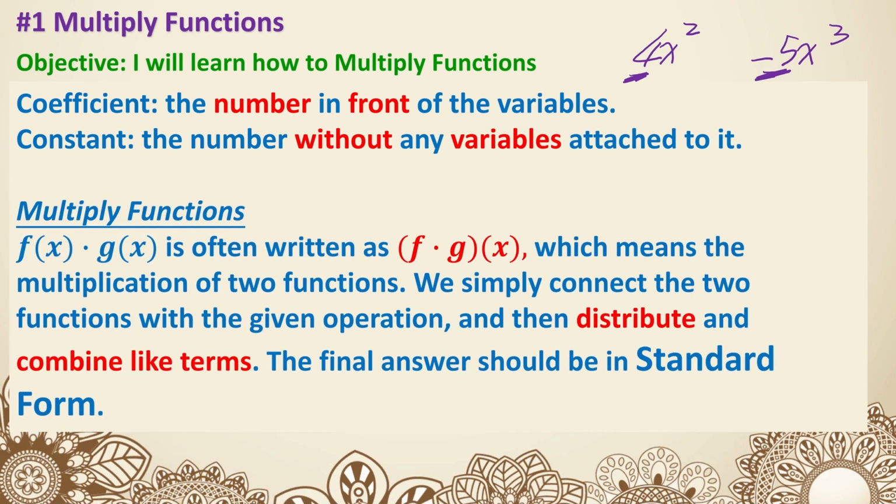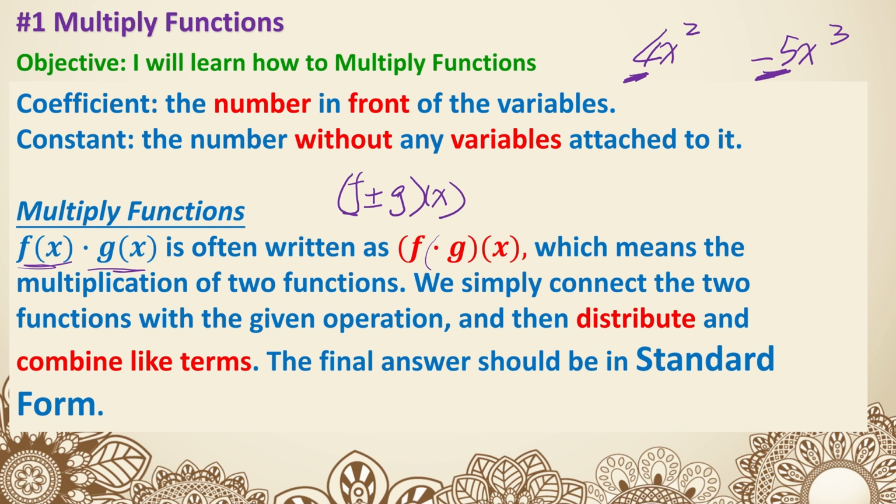Multiplying functions, just like in the previous lesson, we have seen the notation, which was f plus or minus g of x. We just need to change that plus or minus sign into multiplication, which actually means f of x times g of x. We simply connect the two functions with the given operations, and then distribute and combine like terms. The final answer should be in standard form.